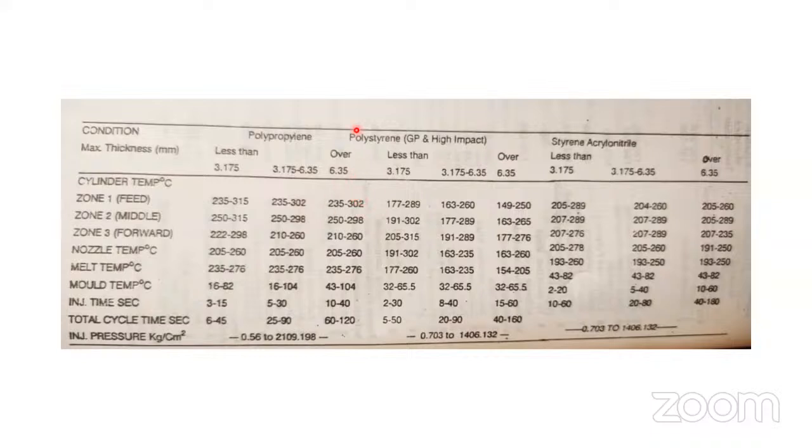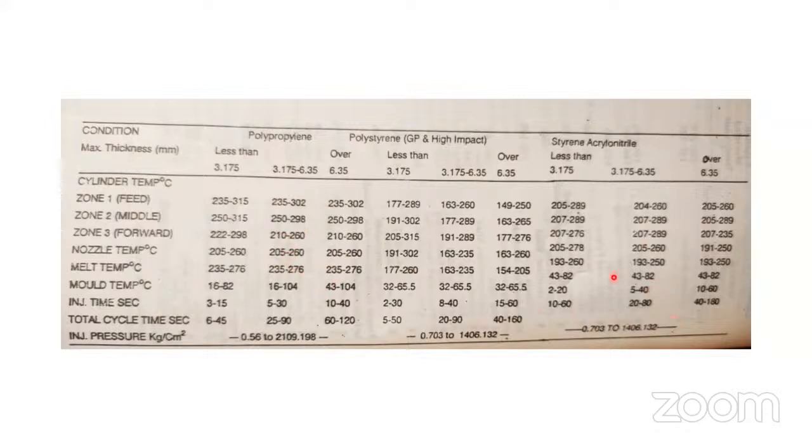See here also, as thickness increases, it goes on decreasing. Cycle time goes on increasing because the mold should be filled completely. Ejection time will be high in this case. See, general purpose polystyrene. Cycle time is, see, 40 to 160. The pressure required is moderate here because polystyrene is an easily flowing material. PP requires higher pressure.